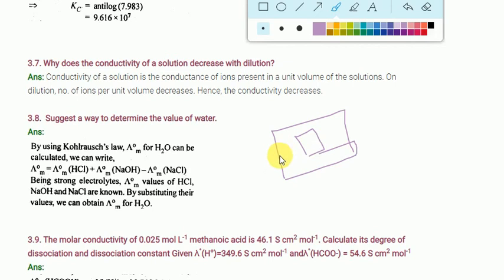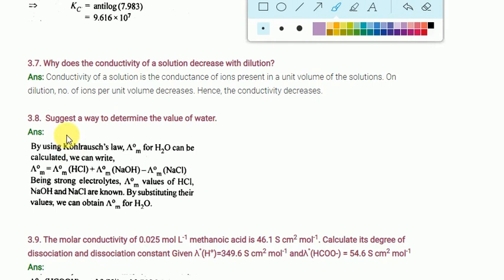Suppose I take 1 liter of water, and here 10 ions are there. These 10 ions will carry electricity. If I add 2 liters of water, the volume increases and the number of ions present in the solution decreases to 5. So these 5 ions are carrying electricity. When you dilute, the specific conductivity, meaning this area, the number of ions decreases, so conductivity also decreases.